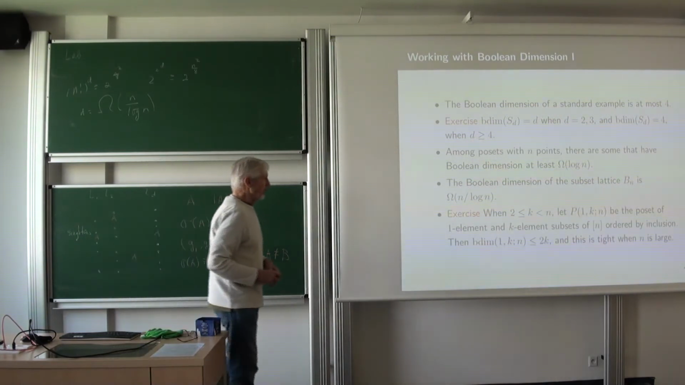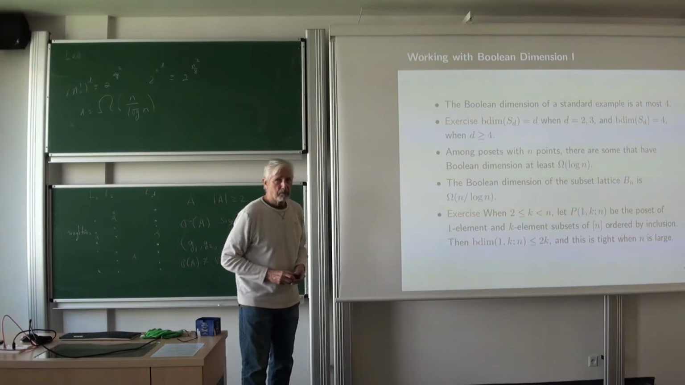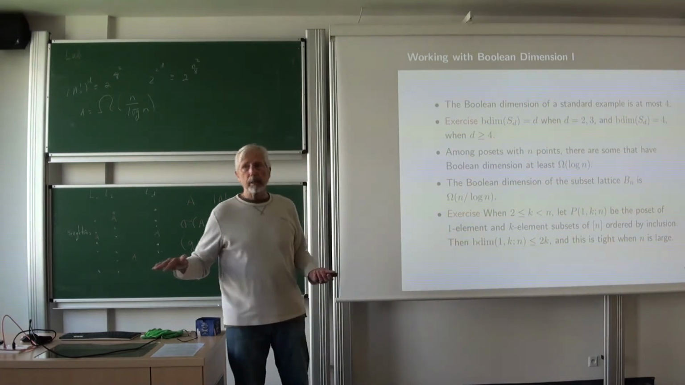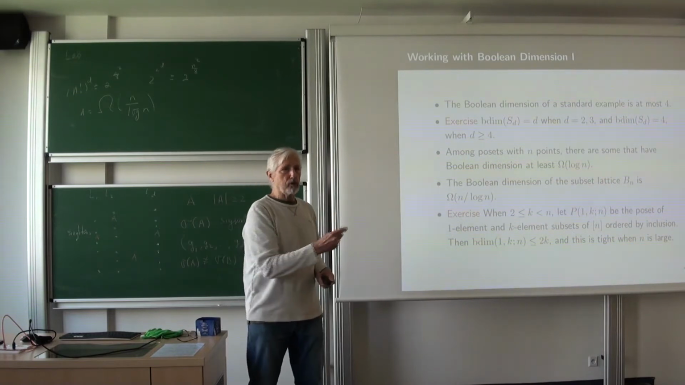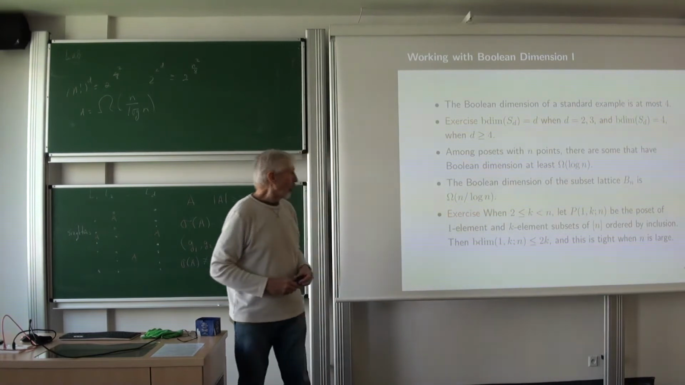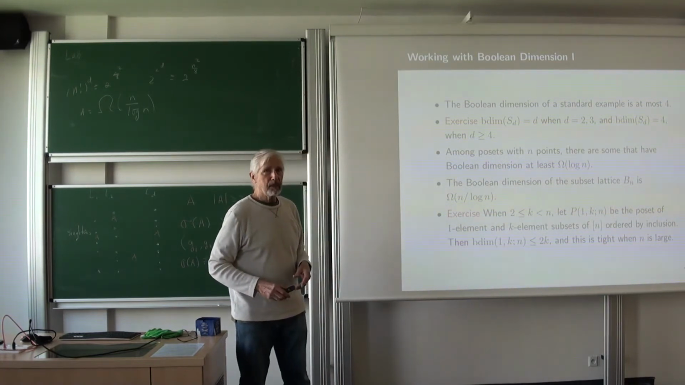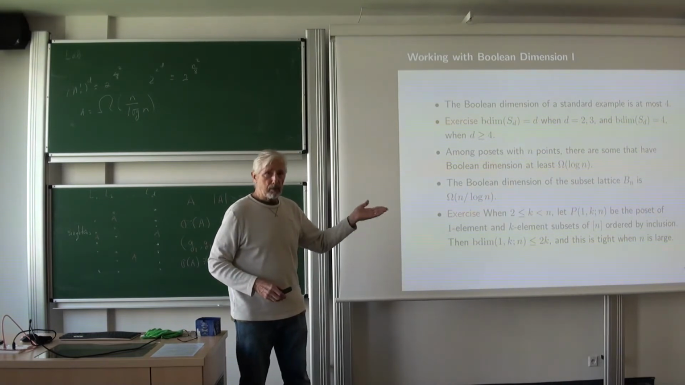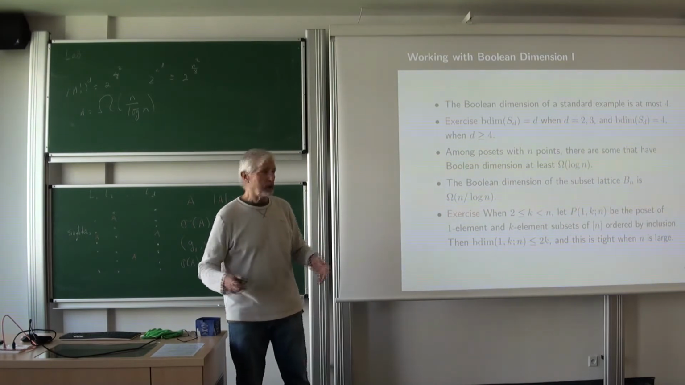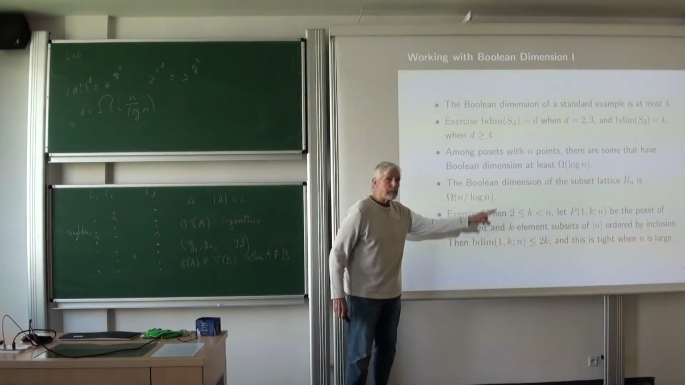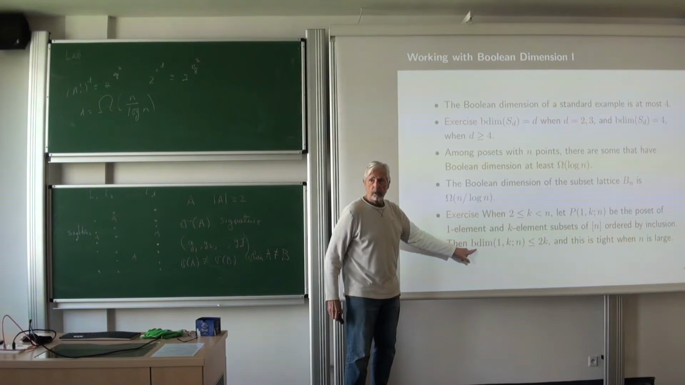So here's going to be the second exercise. Take the poset of one element and k element subsets of 1 to n. That's the poset, in some places denoted P1KN. And when people are talking about the dimension or the Boolean dimension of this animal, they drop the reference to the P and just put the dim on the outside. So here, I'm talking about the Boolean dimension of that poset suppressing the P notation.